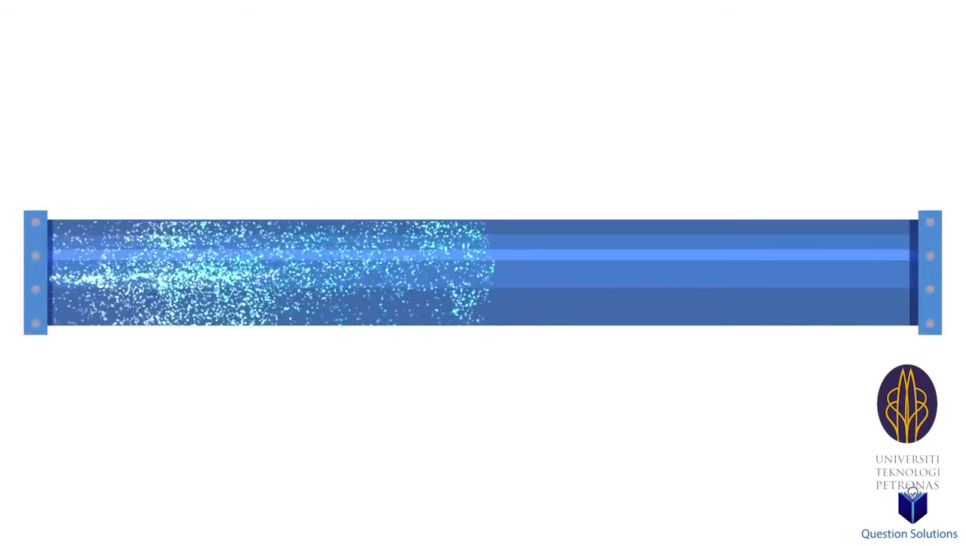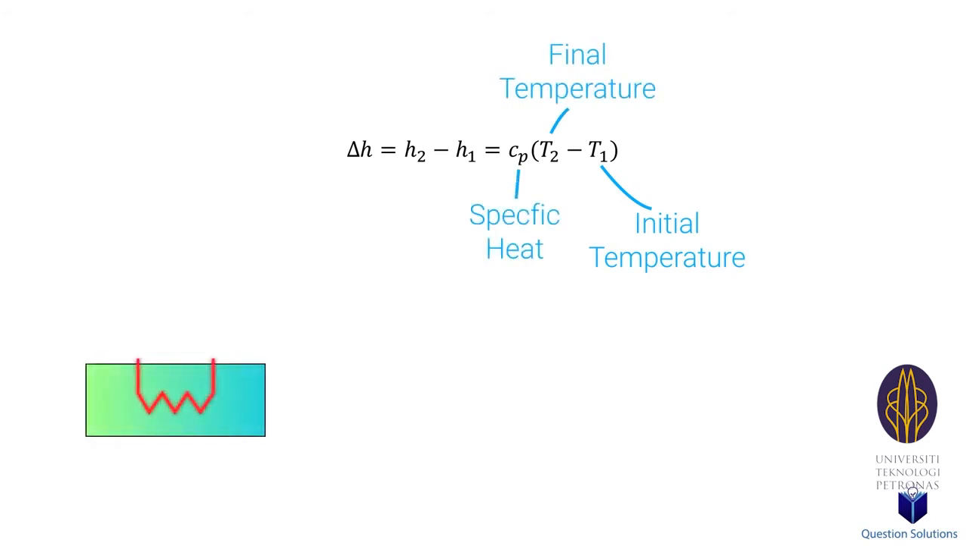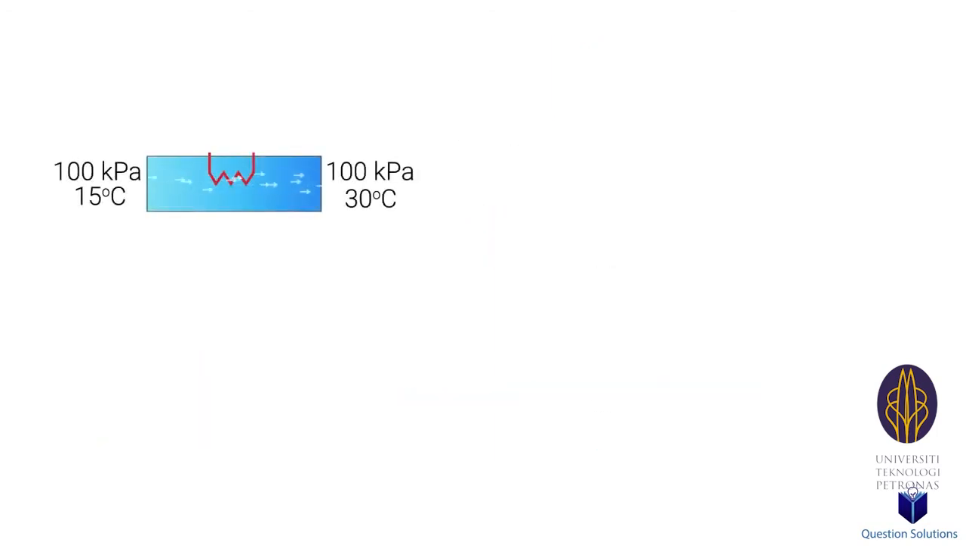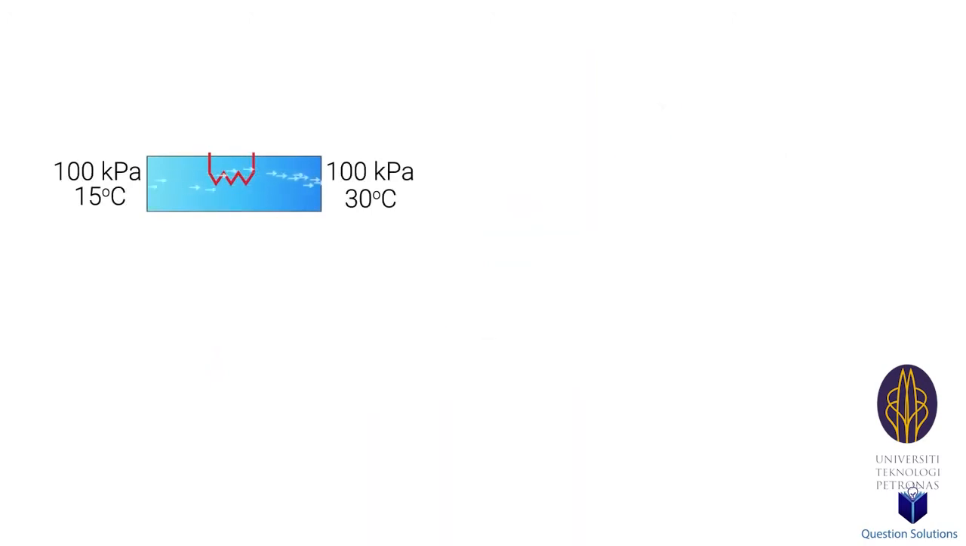To tackle some of the problems, you should keep in mind that if you have a difference in enthalpy, you can use this equation to figure it out. So, all you need are the initial and final temperatures, along with the specific heat of the fluid. If a question involves heating elements, keep in mind that voltage, current, and power can be related using this equation. Let's go through some of the examples to see how we can apply what we just learned.